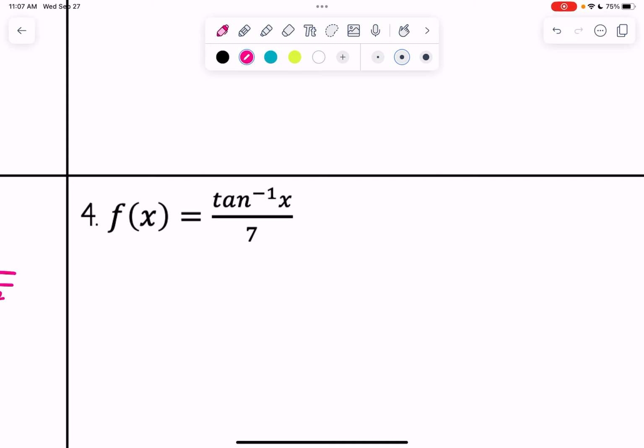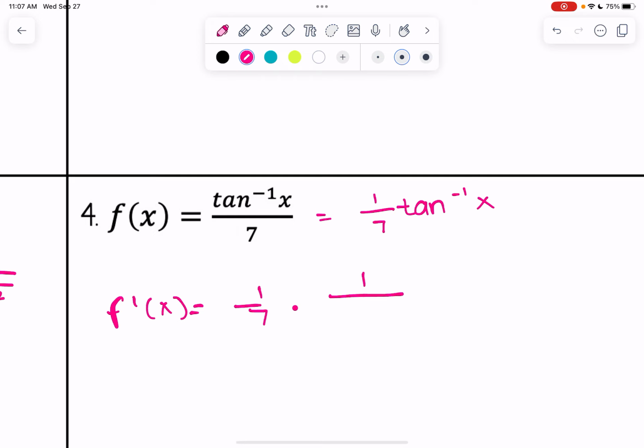Number 4. Rather than look at this as a quotient, I'm going to pull 1/7 out in front as a coefficient. I think that's a little easier to look at. And now I can take the derivative. Keep the coefficient. The derivative of inverse tangent is 1 over 1 plus x squared. And if I want to simplify that, that's 1 over 7 times 1 plus x squared.